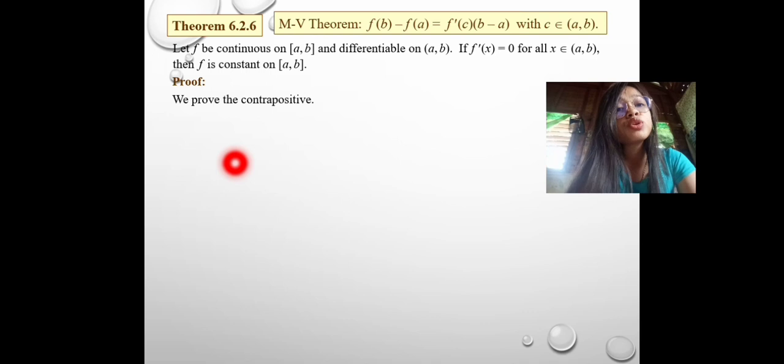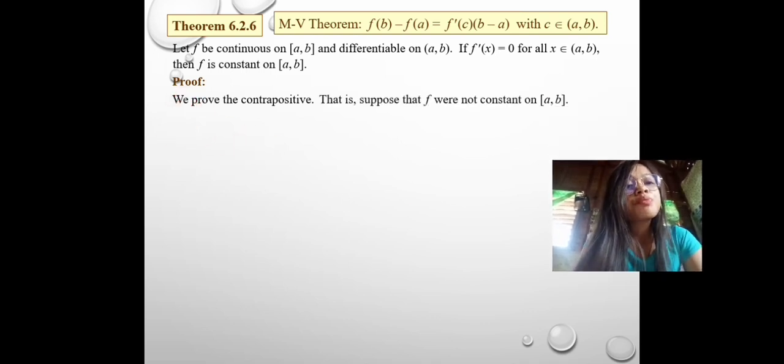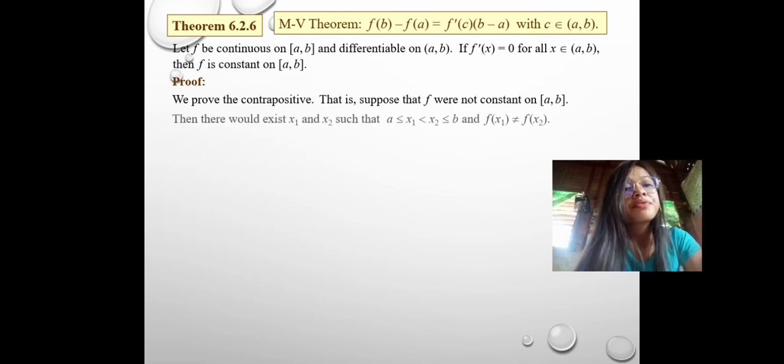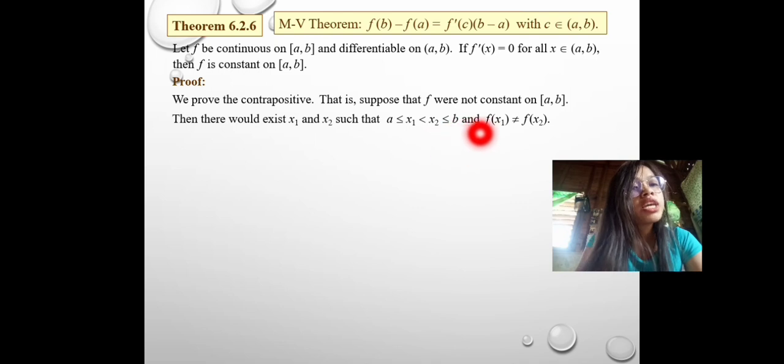Proof. We prove the contrapositive. That is, suppose that function f were not constant on the interval [a, b]. Then there would exist x sub 1 and x sub 2 such that a is less than or equal to x sub 1, and x sub 1 is less than x sub 2, and x sub 2 is less than or equal to b, and f of x sub 1 is not equal to f of x sub 2.